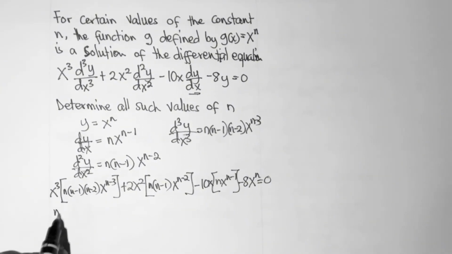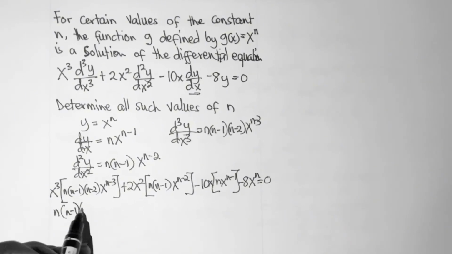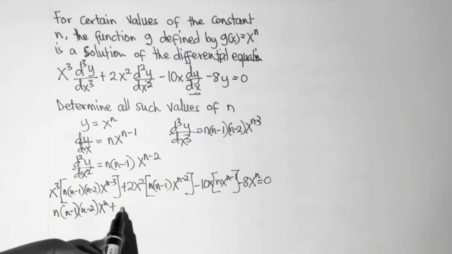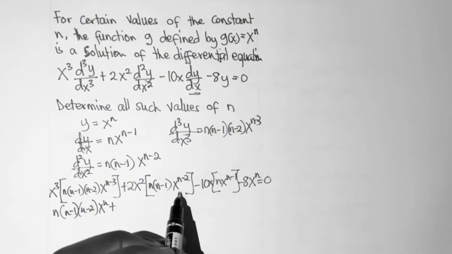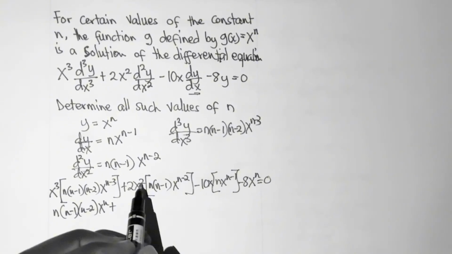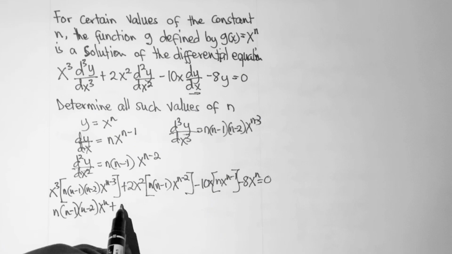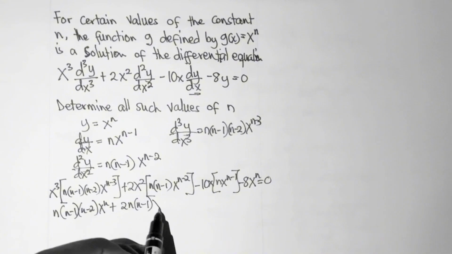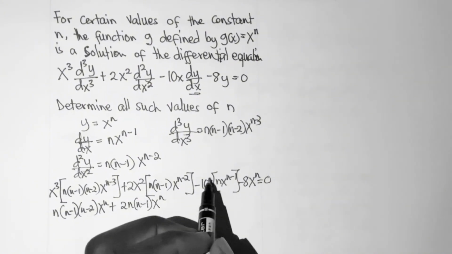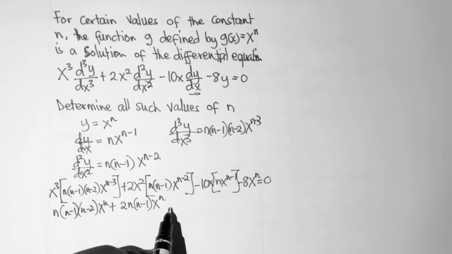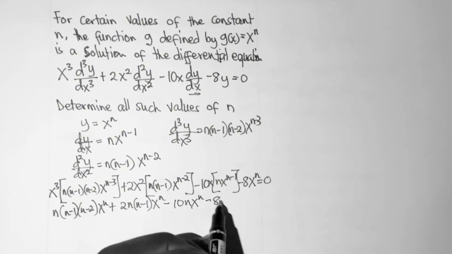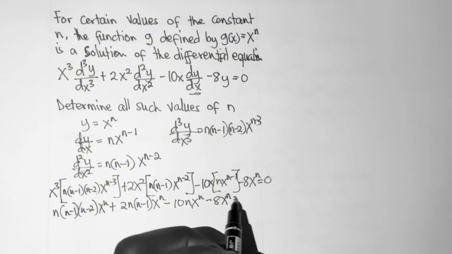So here becomes n minus 1, n minus 2, then x exponent n, plus, now if we push this x squared inside, you see that x exponent n minus 2 times x squared is x exponent n. So this one will give us 2n times n minus 1, then x exponent n. Then here too, x times x exponent n minus 1 is the same as x exponent n. So here we'll get minus 10n x exponent n, then minus 8 x exponent n is equal to 0.